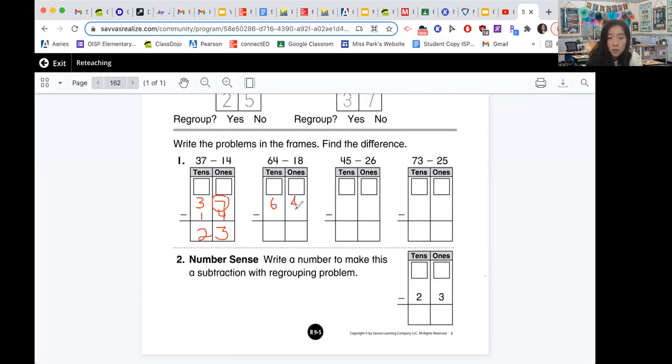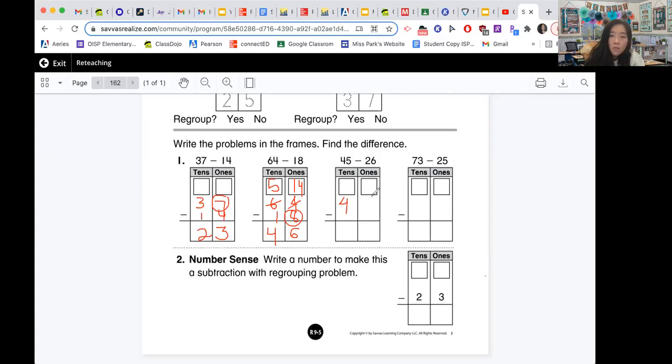64 goes on top, minus 18. 4 minus 8, more on the floor, go next door and get 10 more. 14 minus 8 equals what? 14, 13, 12, 11, 10, 9, 8, 7, 6. 5 minus 1 equals 4. So your answer is 46.